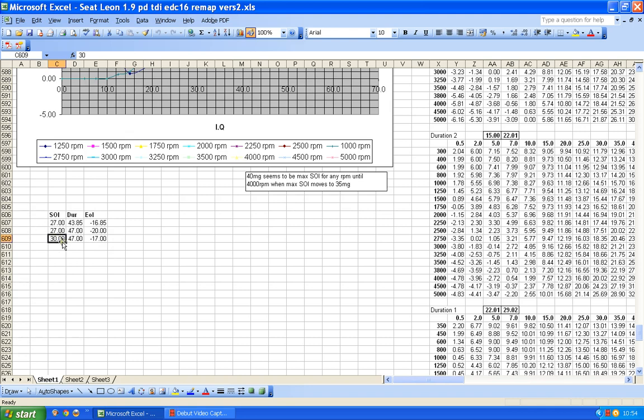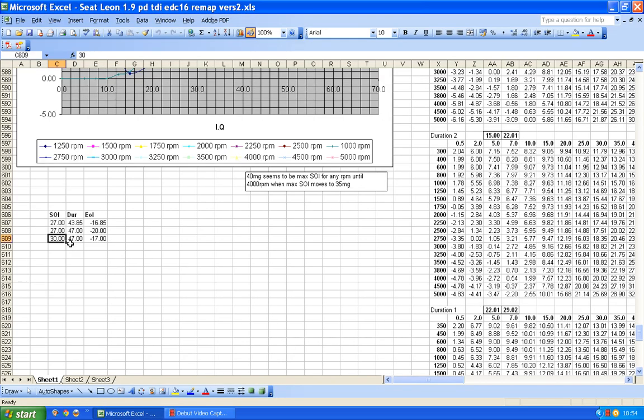Now, I suggest, and some people have argued with me about this, but I suggest you never make a change of more than 1 degree at a time. So in other words, if you decide that you want to increase duration and you want to do it in terms of thinking to yourself, I might have to move start of injection because of what's happening at this end, then I suggest you never go more than 1 degree either way.